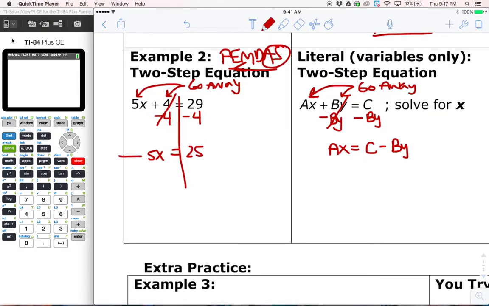Now we get rid of this 5, and we see that it's multiplying x, so we do the opposite and we divide by 5. We're left with x is equal to 5, and we're done.